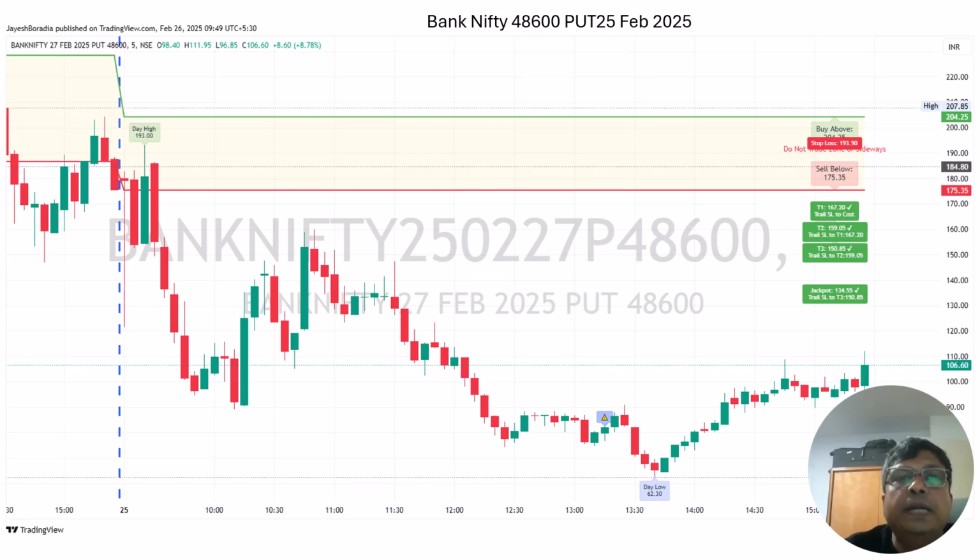Similar to the previous slide, this one focuses on the Bank Nifty 48,600 put, 25th February. Understanding the behavior of the put option in relation to market movement is useful for traders looking to hedge their position or capitalize on downward price moves. Now here, if you had taken a put option on this breakout, you could have earned a huge amount, as the market is totally down. The put will give you the major benefits here.